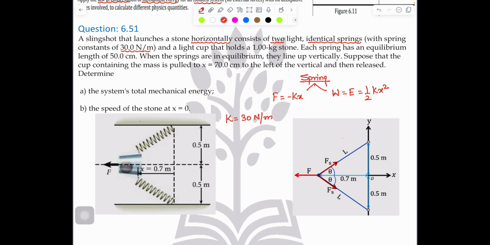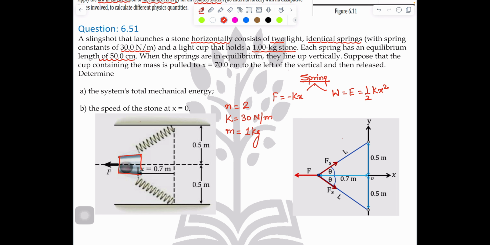With a spring constant k given, k equals 30 newton per meter, and the number of springs n equals 2, and a light cup. This is your light cup, you can say massless. The light cup holds a 1 kg stone. Mass is given, 1 kg. Each spring has an equilibrium length of 0.5 meter.